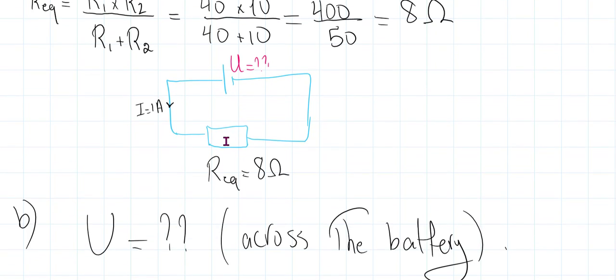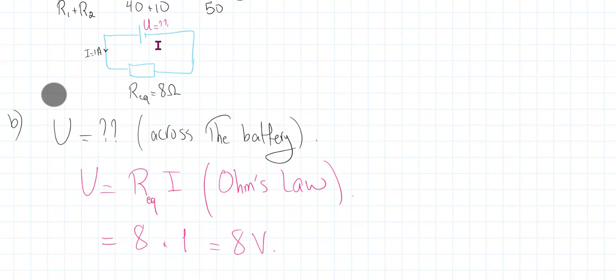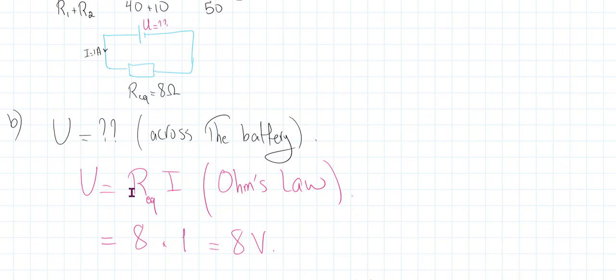This is part A. In part B, they ask what is the voltage of this generator or this dry cell. To calculate the voltage U, we must use Ohm's law, which is U equals R times I. We substitute the calculated value for the resistance, which is R equivalent. Then 8 times 1 will be equal to 8 volts. And the current I is given as 1 amp.